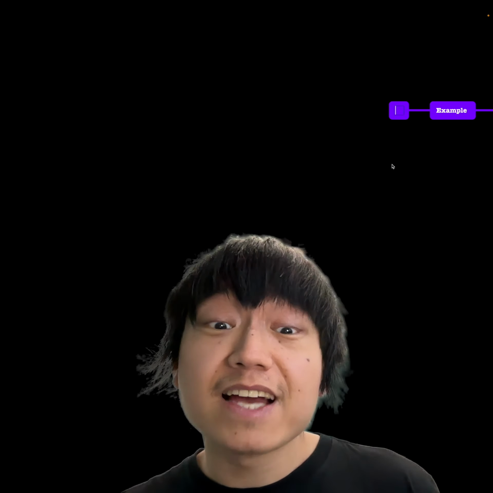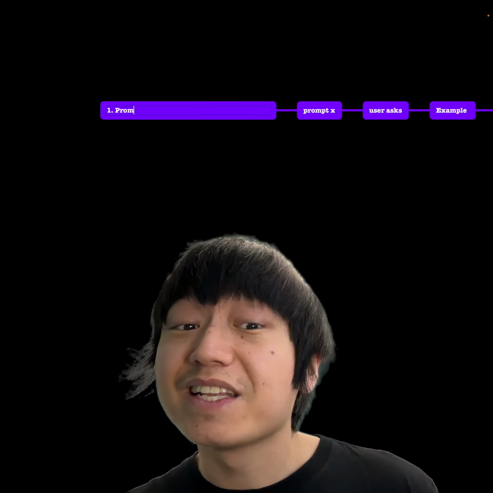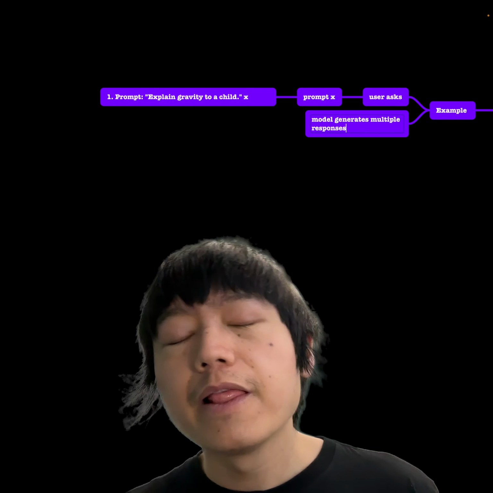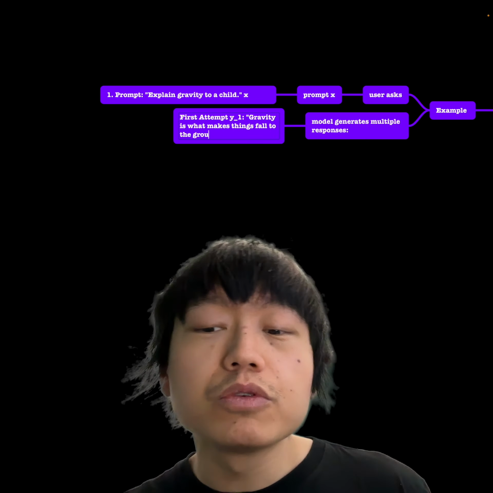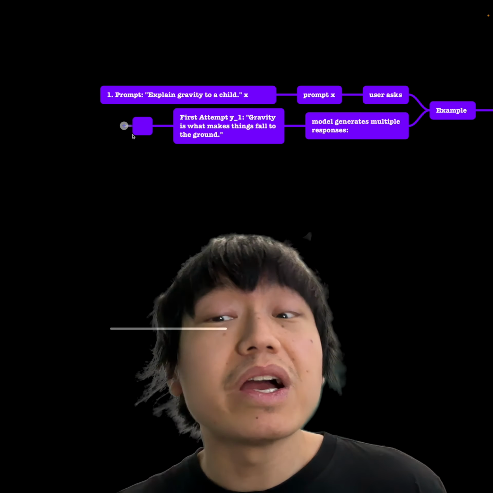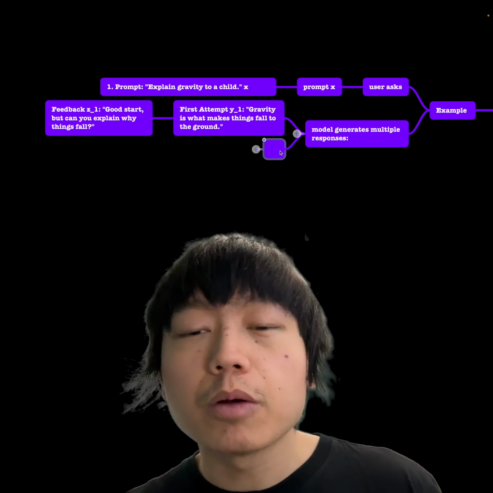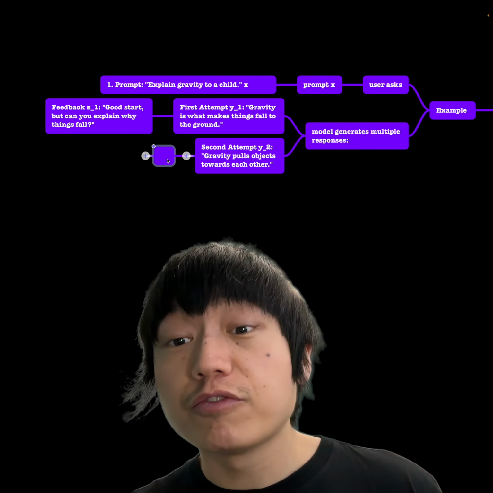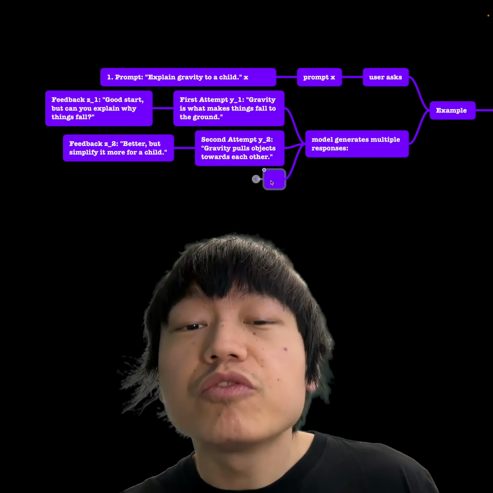Let's say a user asks a prompt x, which is explain gravity to a child, then the model generates multiple responses. First attempt y sub 1 is gravity is what makes things fall to the ground, and the rating r sub 1 is 3/5. And then feedback z sub 1 is good start, but can you explain why things fall? And then second attempt y sub 2 is gravity pulls objects toward each other, and then rating r sub 2 is 4/5. So the feedback z sub 2 is better, but simplify it more for a child.